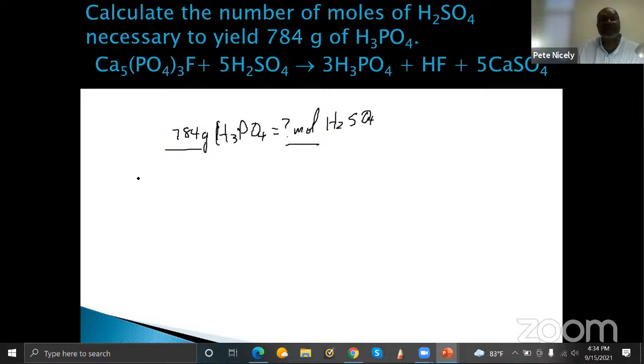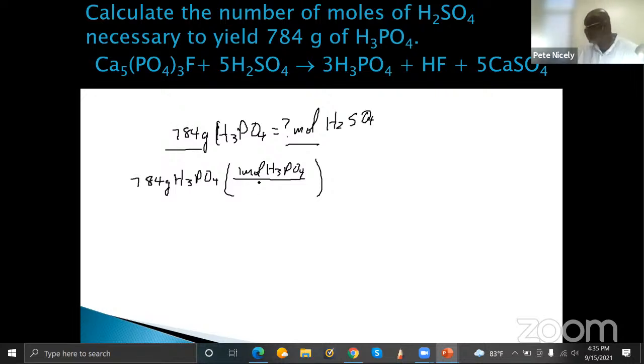All right, so the first step in this process is I'd write down the 784 grams of H3PO4, and then what I would do is convert it to moles. All right, so let me do this, where I'm going to have 1 mole of H3PO4, and down here I would have the molar mass. Now the molar mass, of course, you can calculate, but I'm going to cheat a bit. I'm going to use my molar mass calculator.